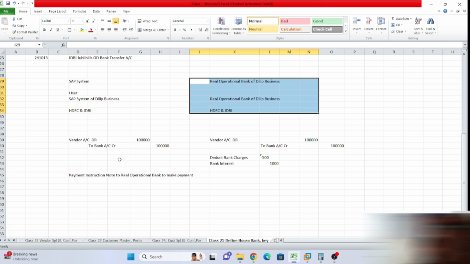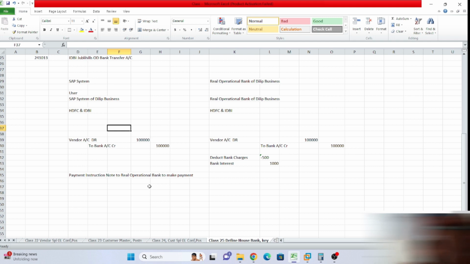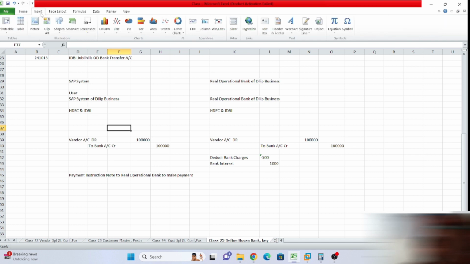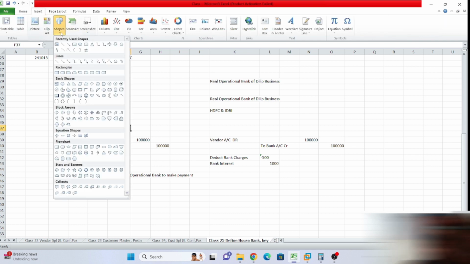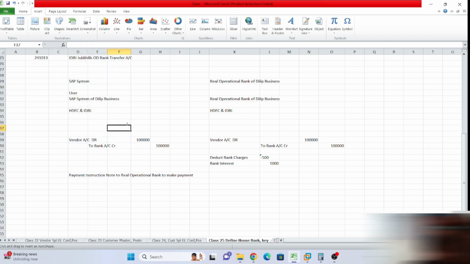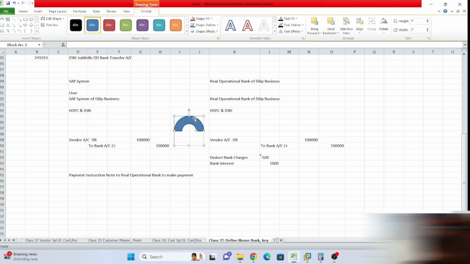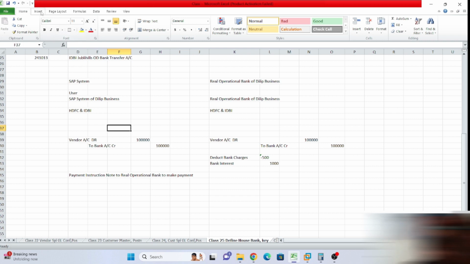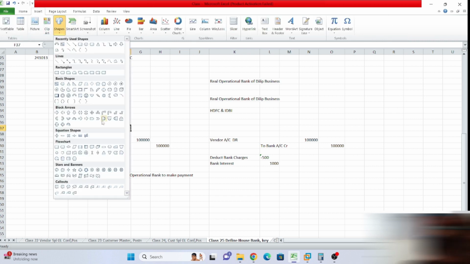The daily business SAP system user will send the payment instruction note to make payment. And the bank people will send the electronic bank statement to do the reconciliation with the SAP system. So this is the complete process which happens. I am telling in a very brief way, but this is the concept only. You guys are understanding? Yes.